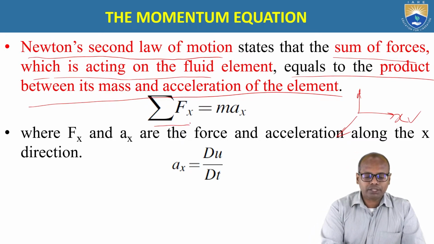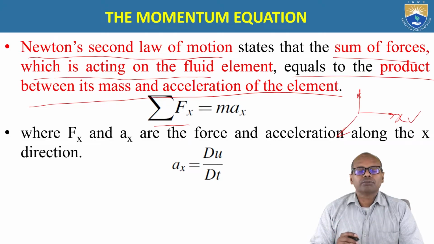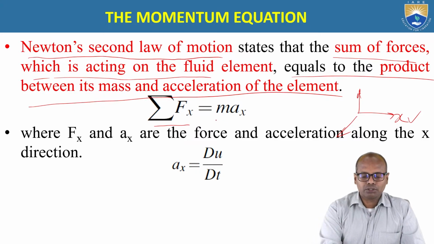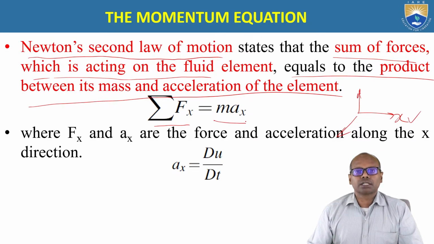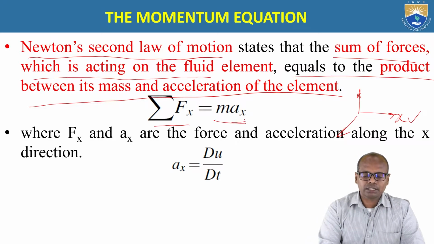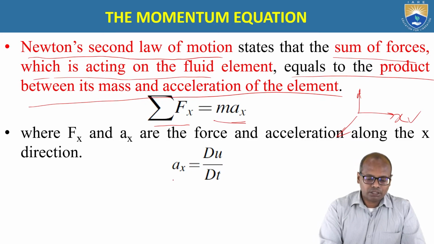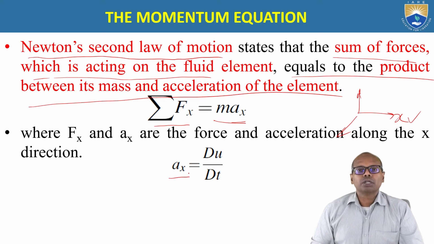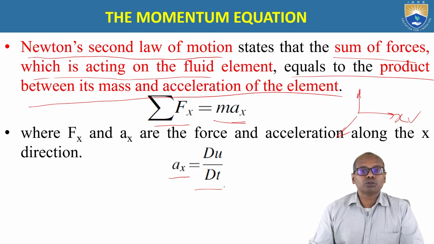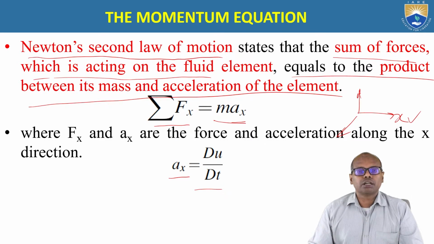Now what is sigma Fx? The vectorial sum of all the forces acting on the fluid element in x direction is equal to mass into acceleration. Now what is this ax? ax is the component of acceleration in x direction, and this ax is equal to du by dt. This is a substantial derivative, or total derivative, du by dt.